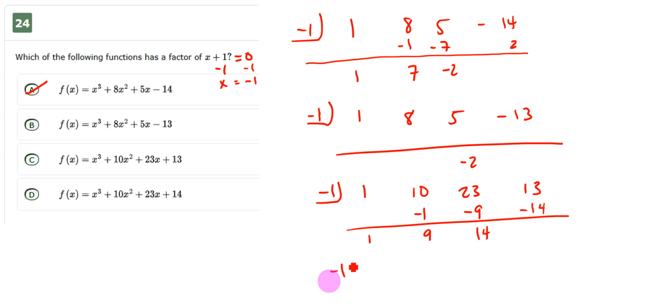Just to kind of show how you can do some shortcuts sometimes. 10, 23, and now 14. Well, look. These numbers are all the same.